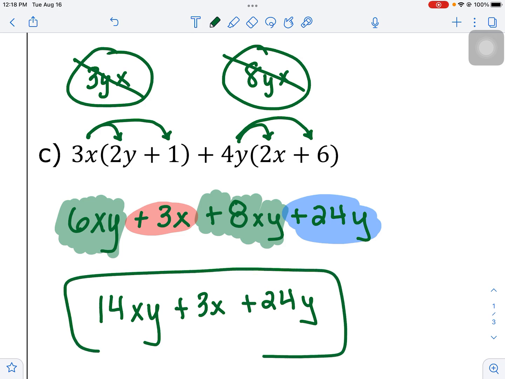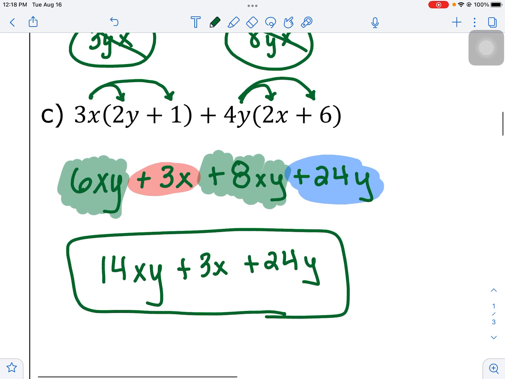This is your final answer. Now this one is a little bit harder with standard form because I don't have any exponents, so this one could actually be written in any order you wanted it to be.